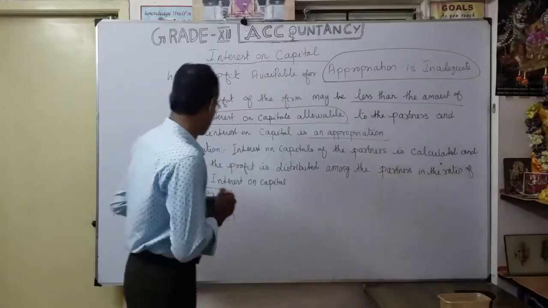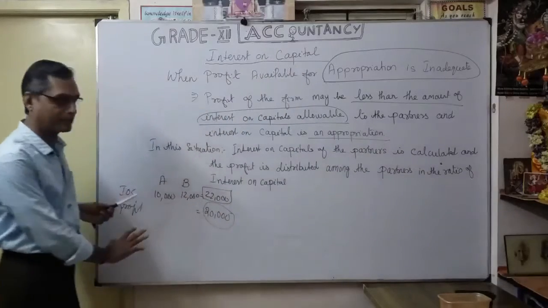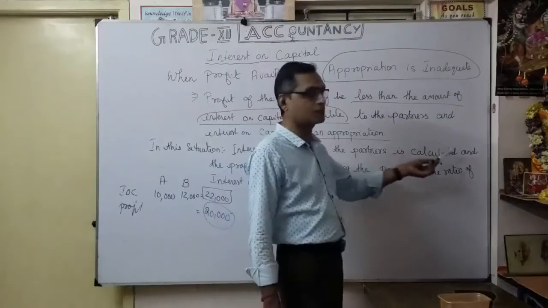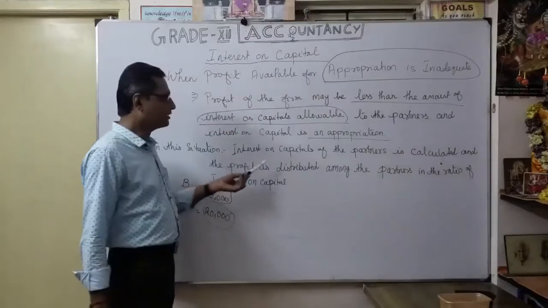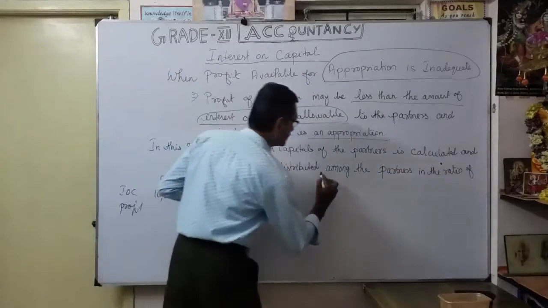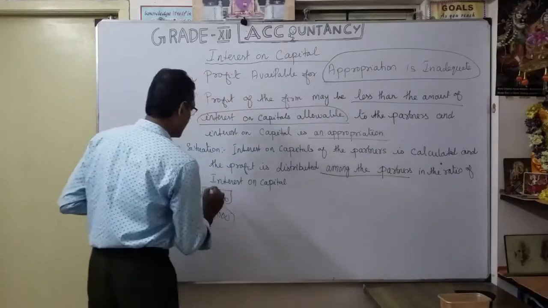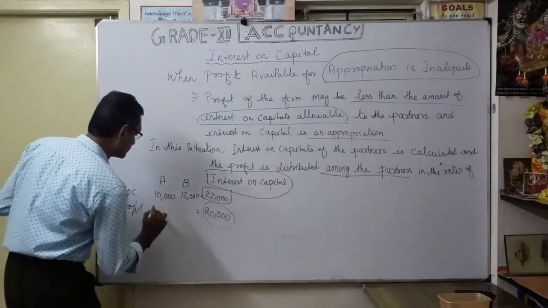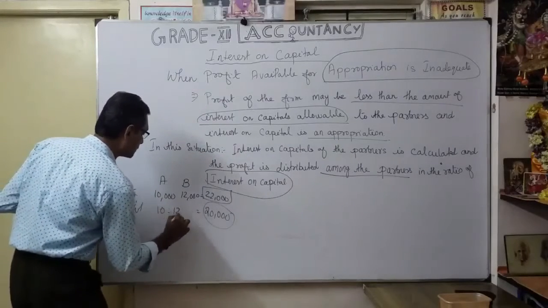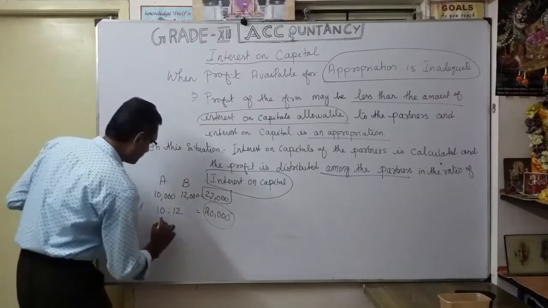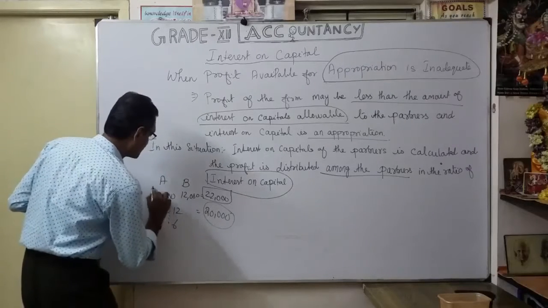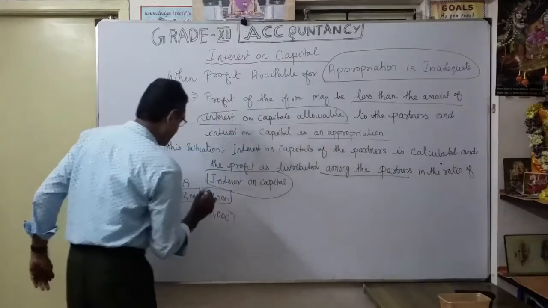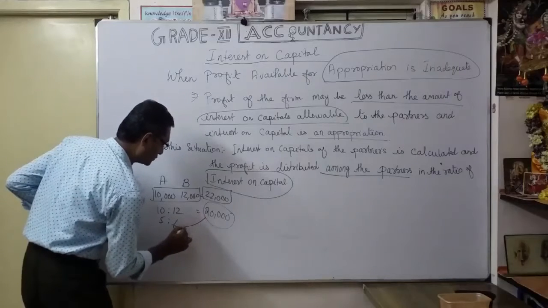The interest on capital of each partner is calculated as it is. This is an example I am telling you. Whatever interest on capital is calculated for the partners, the profit is distributed among the partners in the ratio of interest on capital. You understood? So here, the ratio in which we distribute is 10:12, simplified to 5:6. This is the ratio of interest on capital, and accordingly we are going to distribute this 20,000.